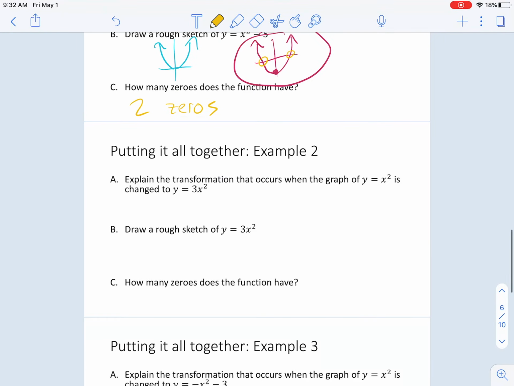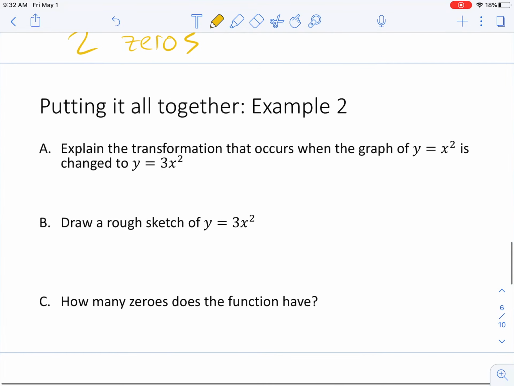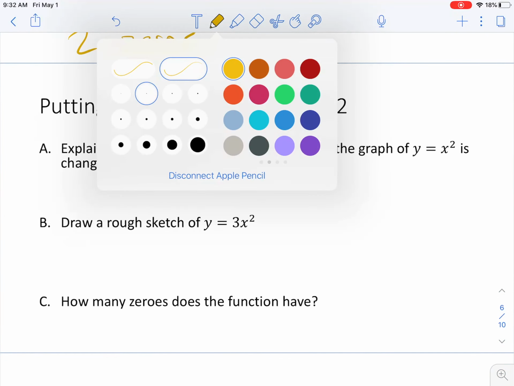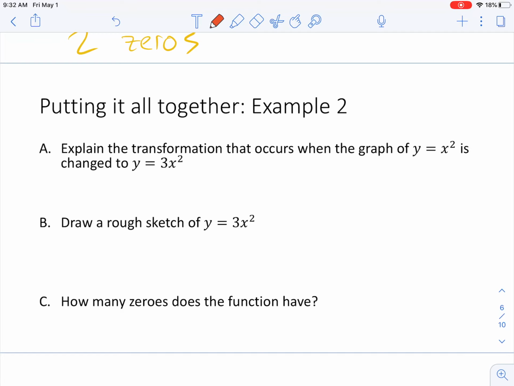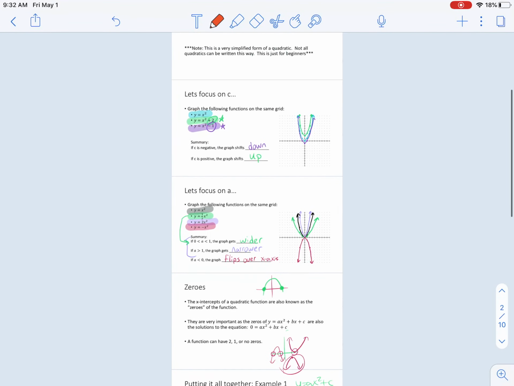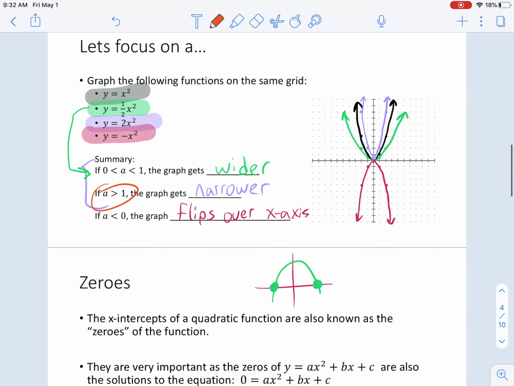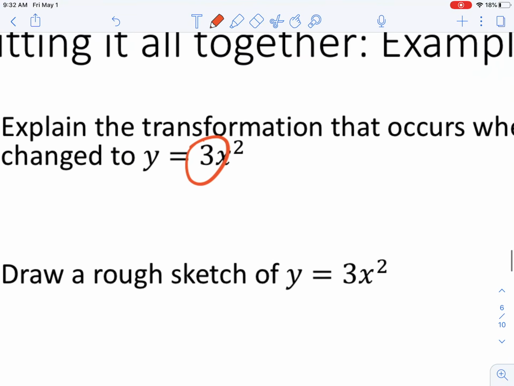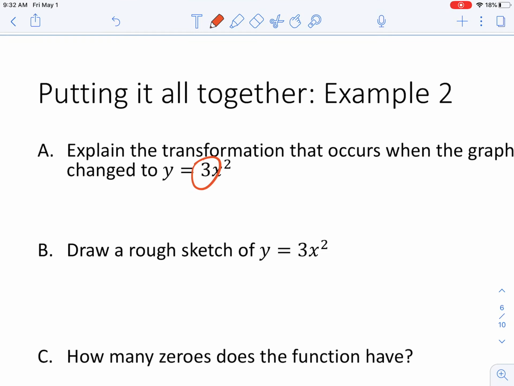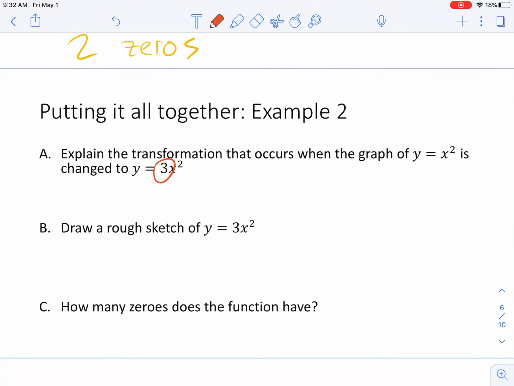Now, for this one, they ask us to describe this transformation. Well, what I notice here is that all I'm dealing with besides x squared is a 3 in front. That's an a. If we remember y equals ax squared plus c, a scaled the graph. If we go back up here, if a was greater than 1, it made the graph narrower. So our a here being 3 means the graph is going to get narrower, okay?